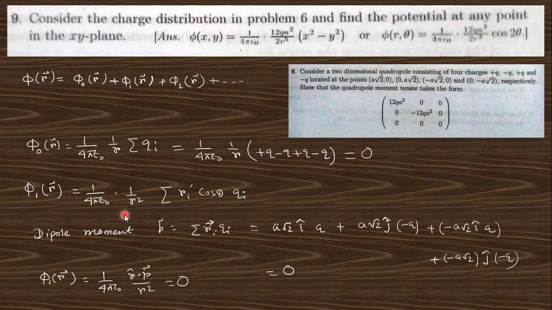Dipole term: 1 by 4 pi epsilon, and you can write it in the dipole moment formula, that is 1 by 4 pi epsilon, r cap dot p vector by r square. So you need to find out the dipole moment, that is summation r i vector q i. Put this value for the first charge plus q, the r i vector is root 2 i cap into q, the second charge minus q at that point, this is j cap into minus q, the third charge also adds minus i cap into q, and the fourth charge is this. If you add all this, you will get 0, right? And so the potential due to the dipole is 0.